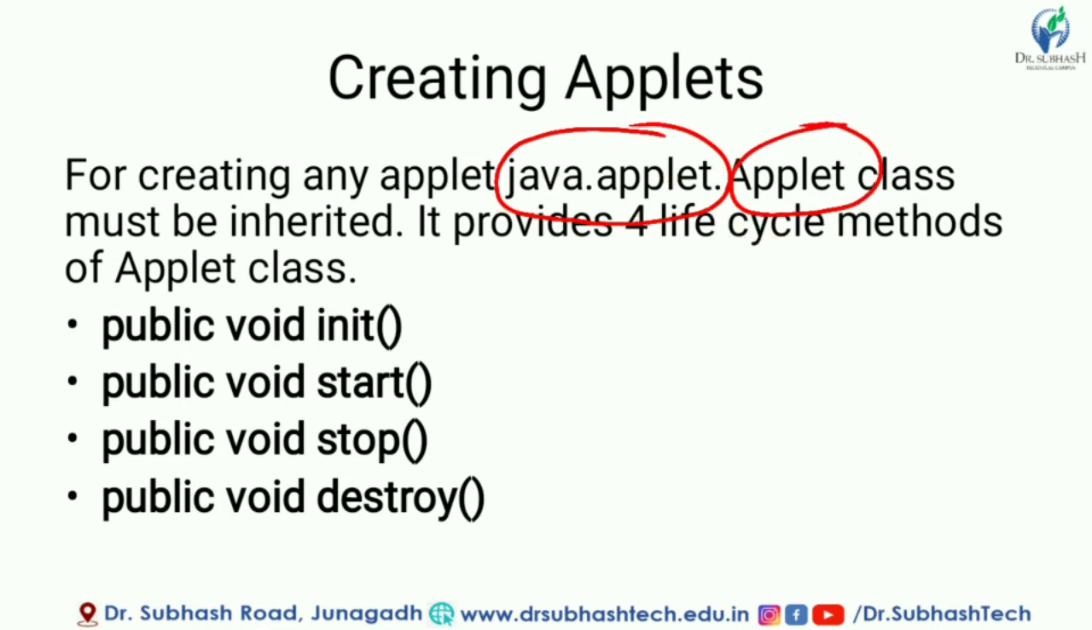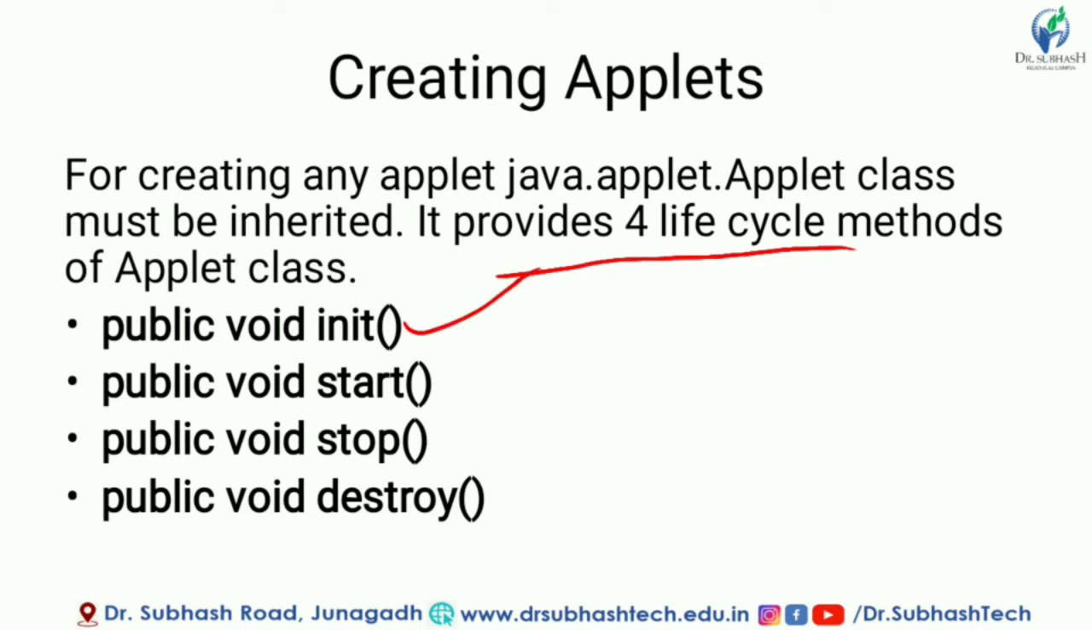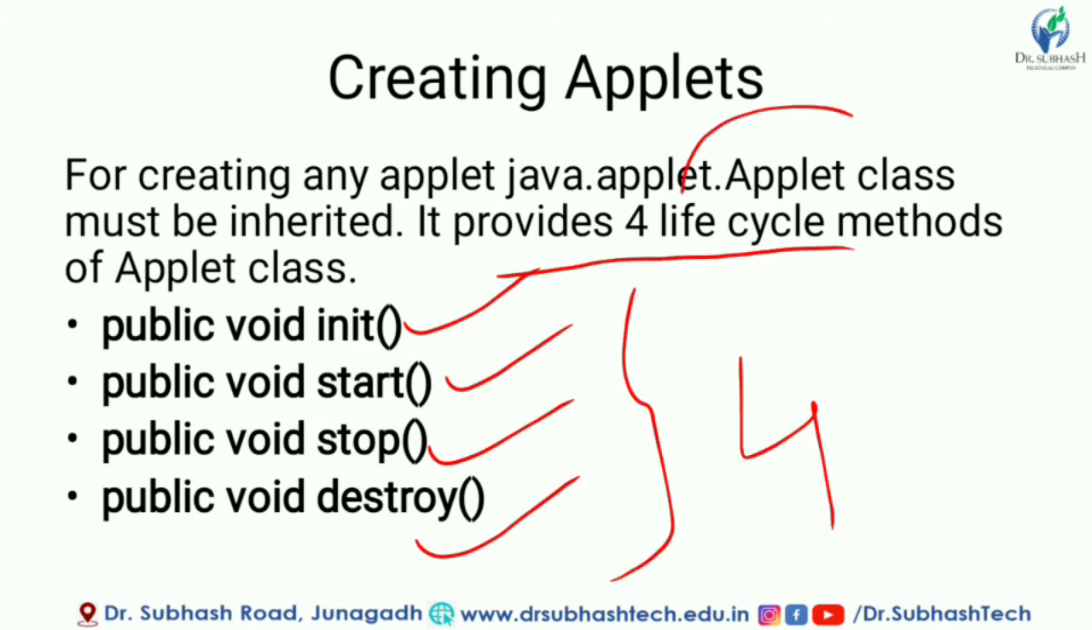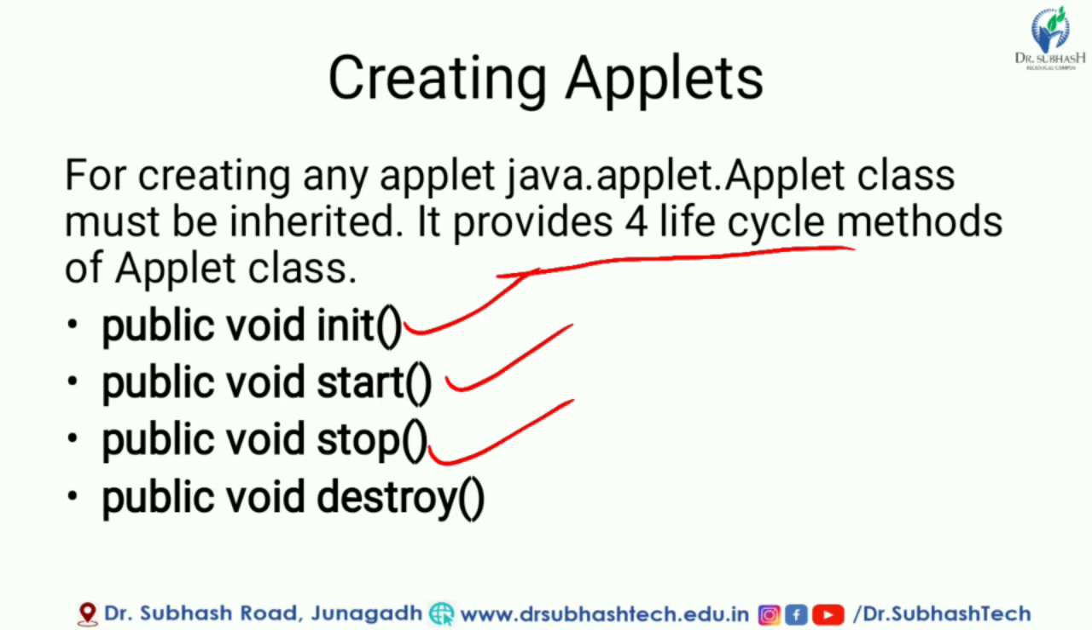These are the four basic methods which will be used for implementing applets, right? These four methods will be helpful to implement our applet. So these are the four methods you can see. The first method is init, then start, stop and destroy. These four methods are available in the Applet class, right? For implementing them, you have to override these four methods of the Applet class.